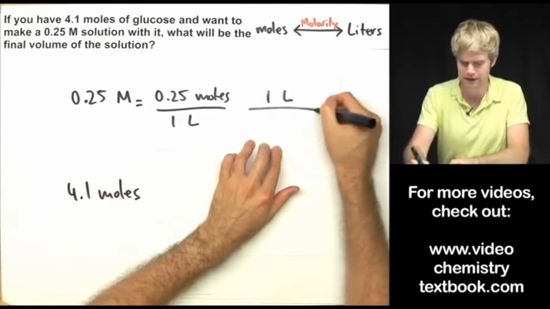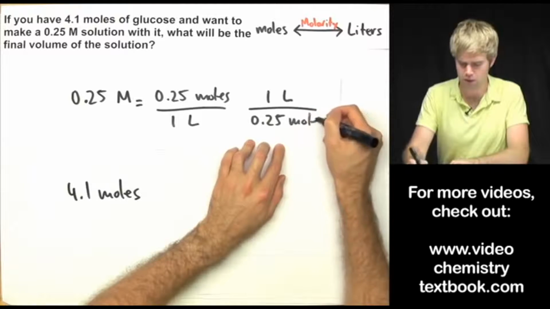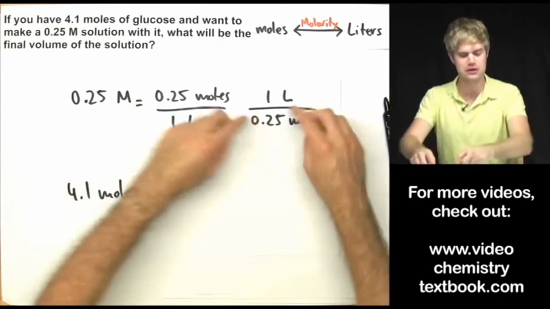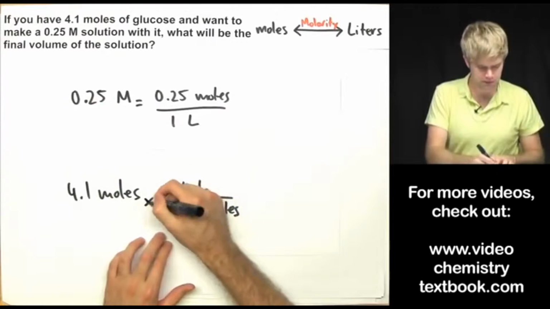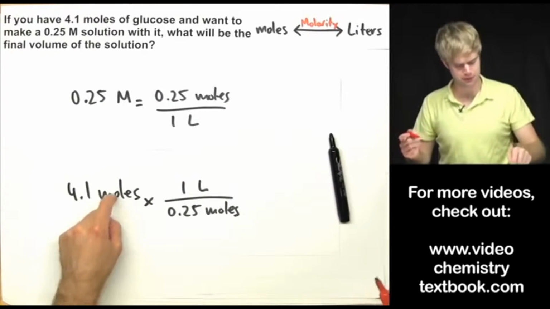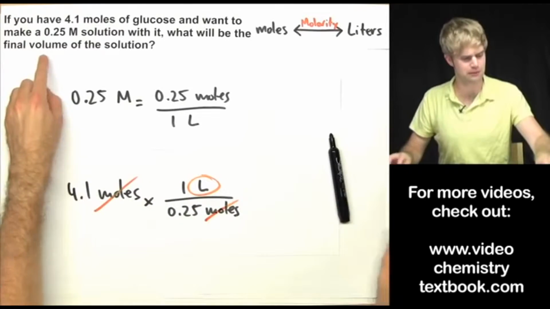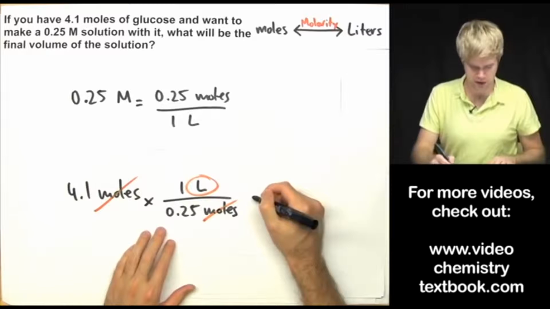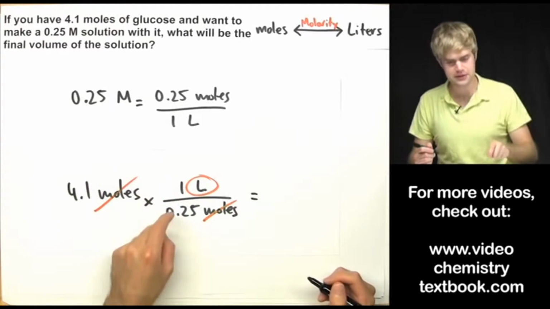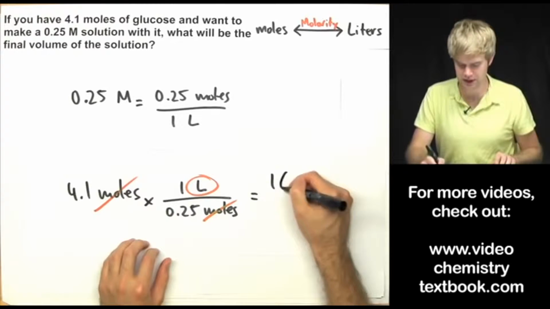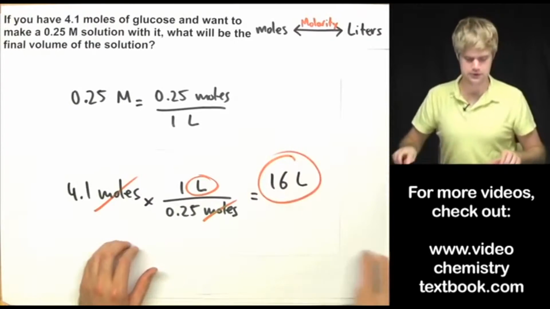Now I can have 1 liter on the top and 0.25 moles on the bottom. It's the same thing as this, just flipped around. And now when I pull this down here and multiply, I'm all set because I've got moles up here, moles down here. They cancel out. I'm left with liters, which is what I'm looking for because I'm looking for a volume. So the math here is going to be 4.1 times 1 divided by 0.25, which, rounded to 2 significant figures, gives me 16 liters.